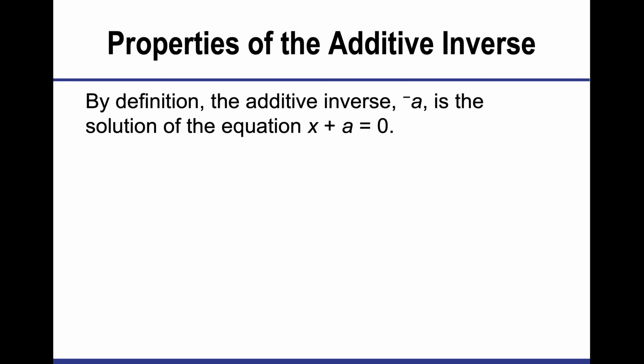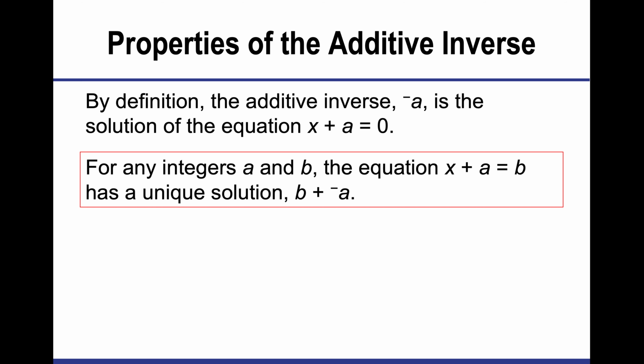Now the additive inverse is what's new here. If I add a number and its opposite, I get 0. So for any integers a and b, x plus a equals b has one unique solution, and I would subtract a from both sides to get it, and that would be b plus -a, or you could write that as b minus a.